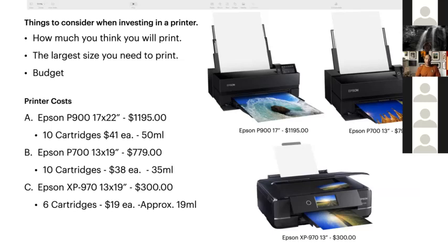Why the big difference? If you go to the printer cost, you'll see that the Epson P900 has 10 cartridges in it, and each cartridge is $41. I can't find cartridges for my 3800 that cost, because these are 50 millimeter cartridges in the P900. The Epson 3880 uses 80 millimeter cartridges, so my cartridges are pushing about $55 a piece. I have 10 cartridges.